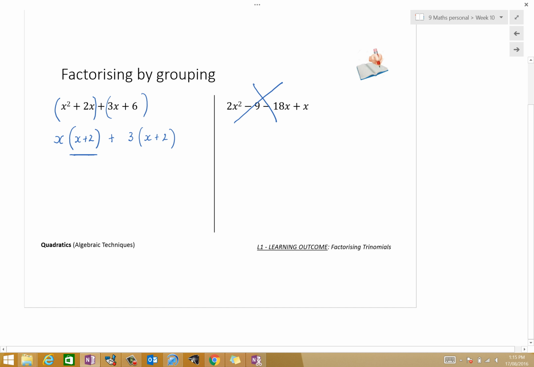And now, as you can see, both of those expressions share an x plus 2. In other words, the highest common factor is x plus 2. So I'm going to take my highest common factor out the front, which is x plus 2, and then multiply that by x plus 3. And now we have factorised.